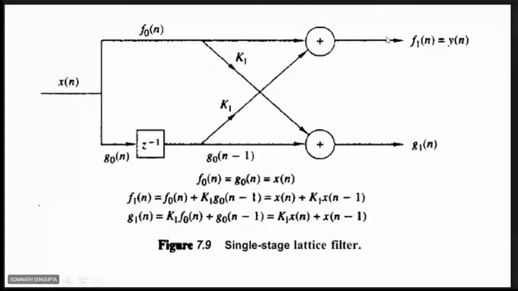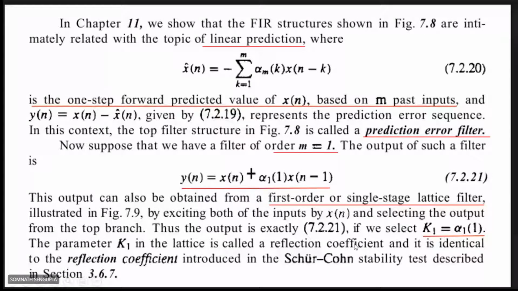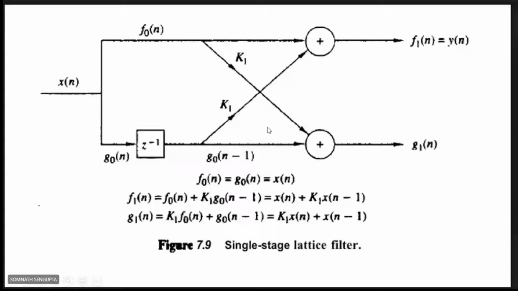So for this first stage, f1n, or yn, is xn plus alpha into xn minus 1, and alpha is assumed to be k. So xn plus k1 into xn minus 1 for f1. This is your main function, or required output function yn.